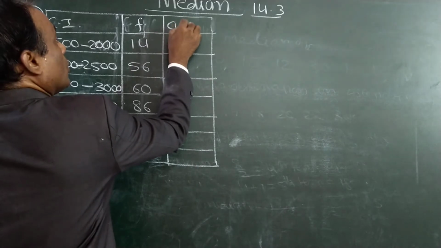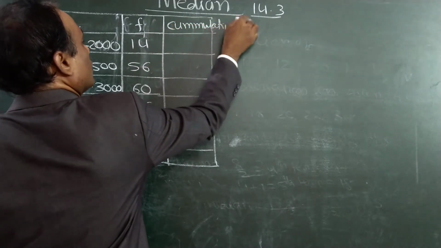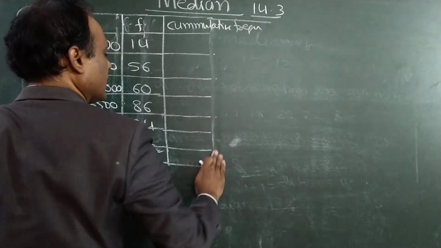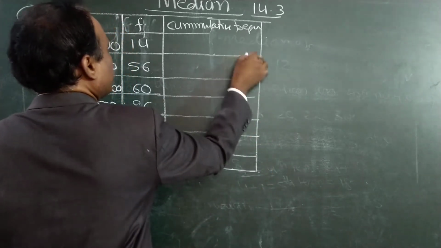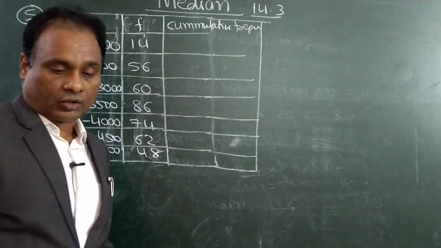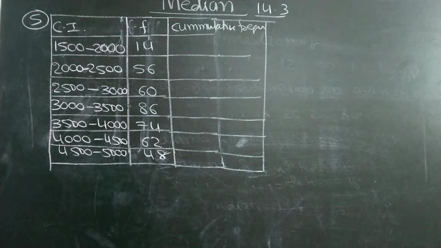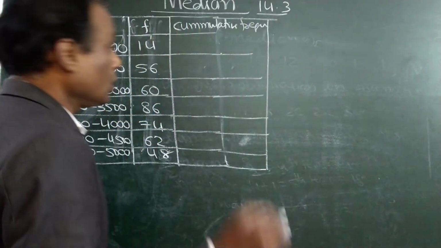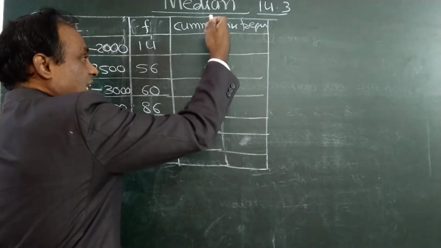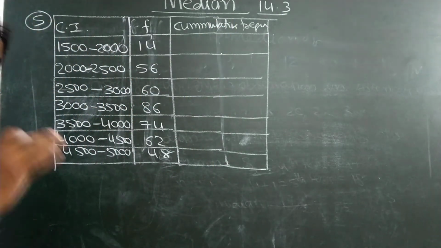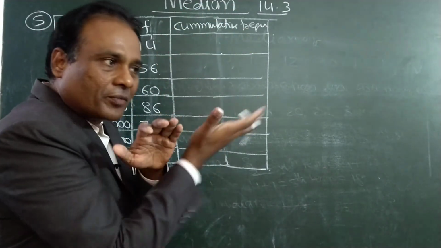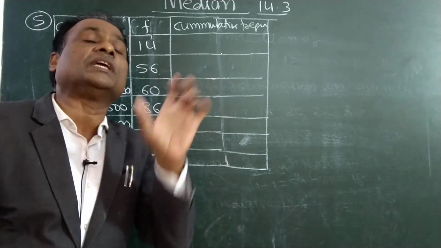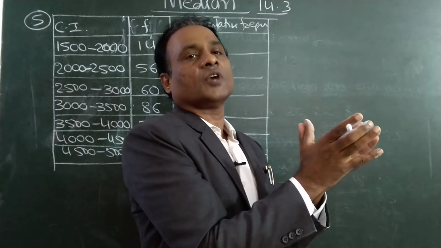First step is cumulative frequency. Write down cumulative frequency. First heading is class interval, next heading is frequency, next is cumulative frequency. Cumulative frequency means adding the frequencies. Cumulative means sum up to that point, adding up to that point. That is the meaning of cumulative.